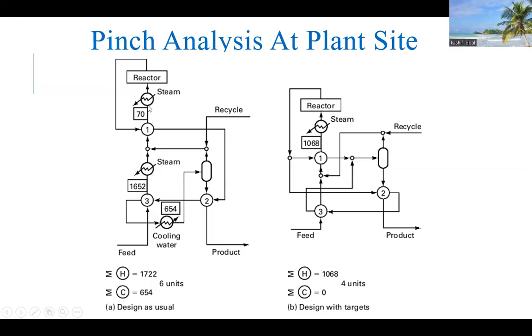You can also see that the number of units used here for heat transfer from one process stream to another was 6, and the total number of units after pinch analysis is reduced to 4. This analysis is very important because not only do we decrease the number of units, which has a very direct impact on the capital cost, but also the operational cost, because the operational cost for 6 units is much higher as compared to the operational cost for 4 units.